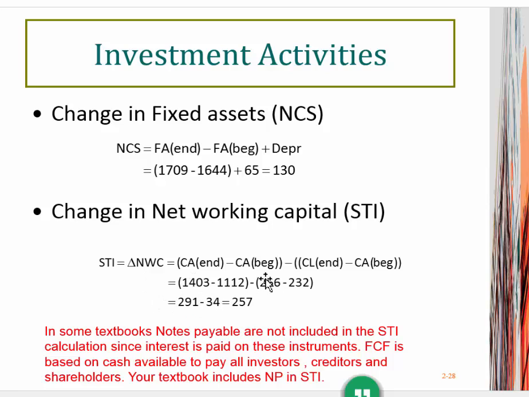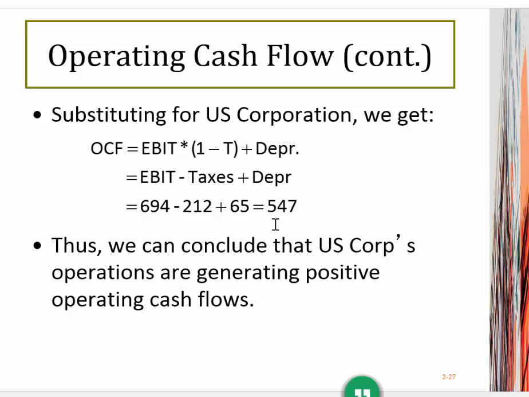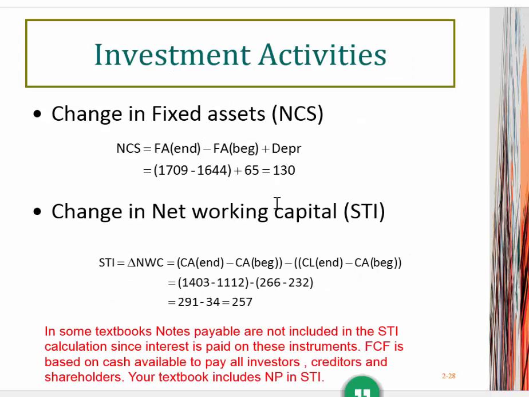So you take the change in current assets from beginning to end, and you subtract from that the change in current liabilities. There's a typo right here. That should be actually current liabilities. I'll change that in the future. That gives us, in this case, $257 as the total investment in short-term working capital. So the company made, if we go back here, they brought in $547 from operations. They spent $130 net on fixed assets and $257 net on short-term assets.